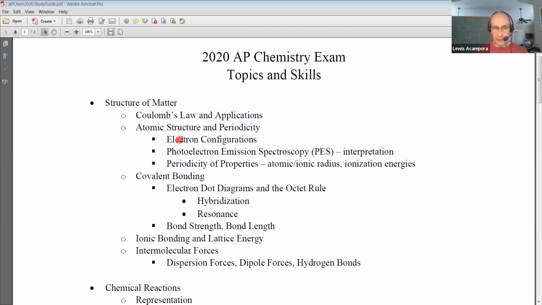Is going to be what we mean by the electrons around an atom, because that's really the bulk of chemistry. Photoelectron emission spectroscopy, or PES, and you'll see one of those on the mock exam, but knowing what those peaks mean and where they come from.